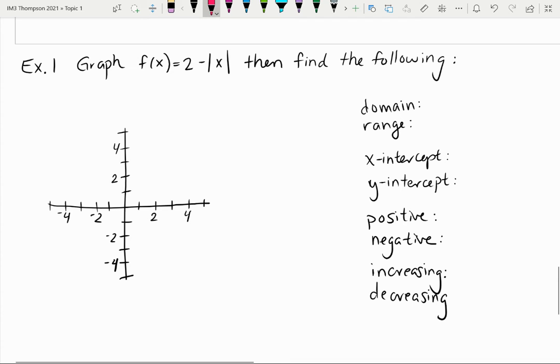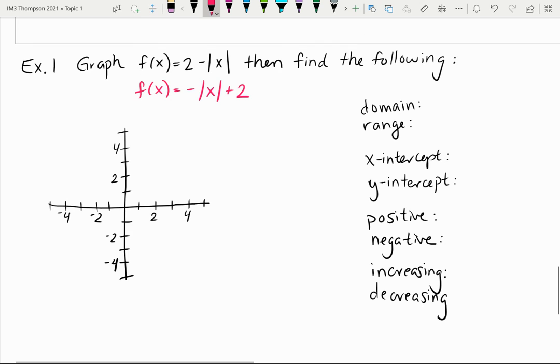I want to write this in the same format we've been using so I know what the graph looks like. To do that, I'm going to move that 2 to the end. So I'm going to have negative absolute value of x and the plus 2 at the end. That's the format we've been using. So I'm just going to scoot that on over there. And then tell me anything you know about this graph, even if it's a small little detail. What do you know about this graph?